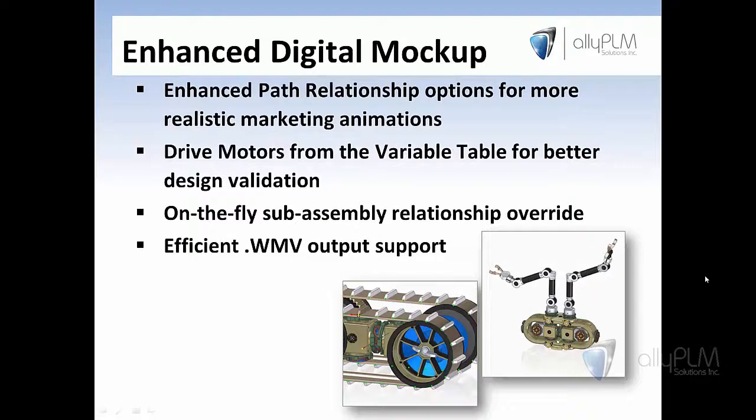The next thing we're going to talk about is the enhanced digital mockup. We'll now see enhanced path relationship options for more realistic marketing animations. Also, we now have drive motors that are run from the variable table for better design validation. Then, on-the-fly subassembly relationship override tools, as well as Solid Edge ST8 now supporting more efficient .wmv output support, which is very important for a lot of these animations. So let's go ahead and jump inside the software and take a look at these new tools.